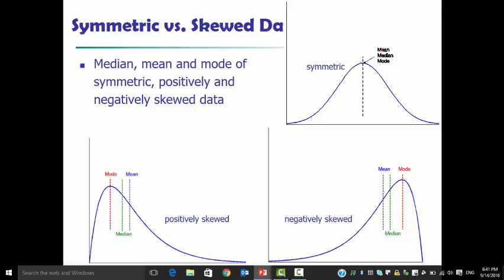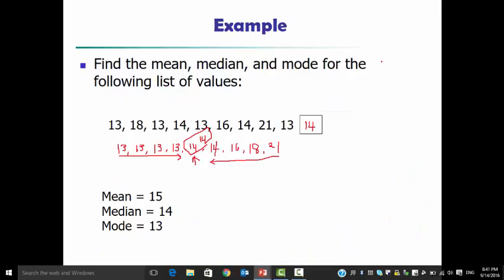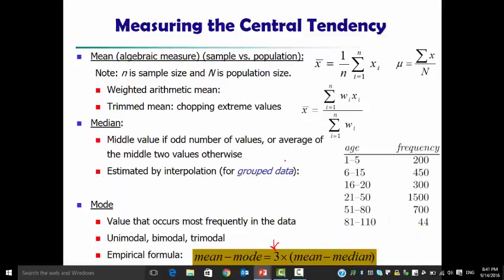Difference between mean and median and mean and mode, according to this, distance between mean and mode is greater than distance between mean and median. Empirical analysis, 3 times. This is not 100% accurate. This is empirical.